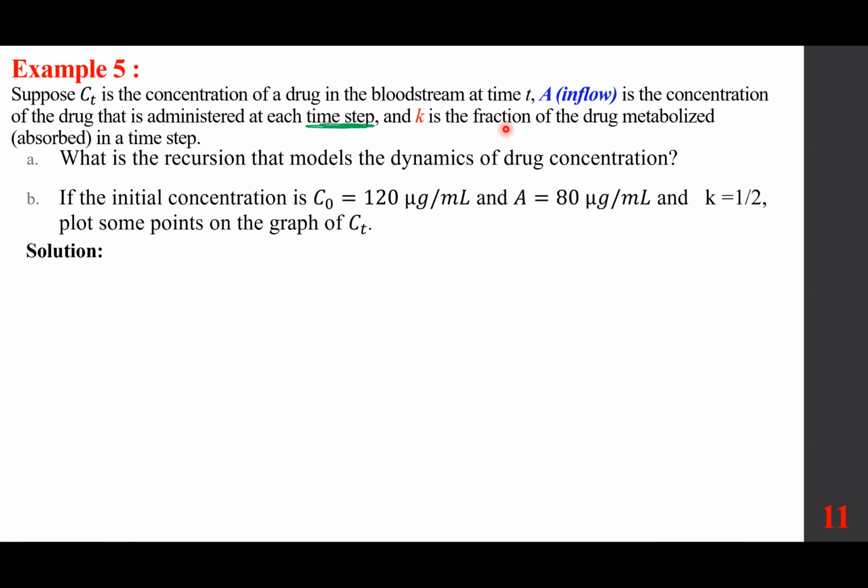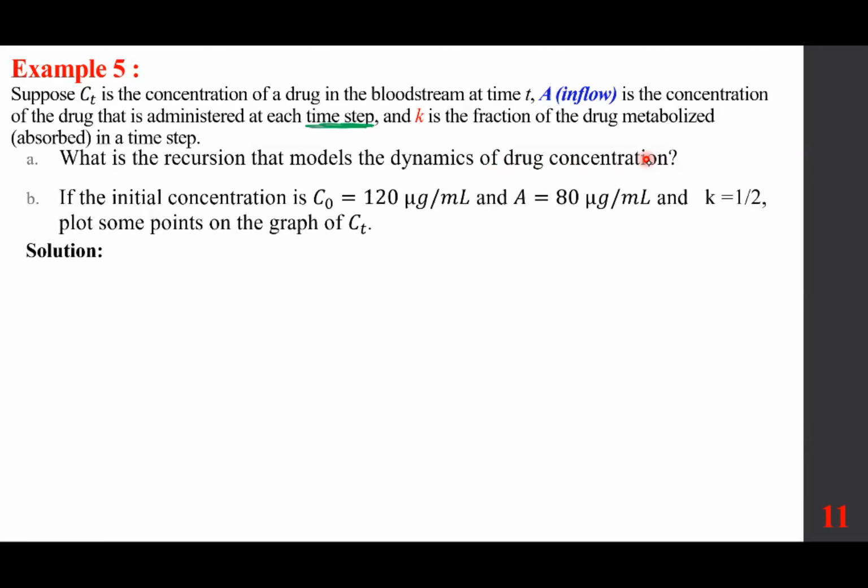And K is the fraction, portion, percentage of the drug metabolized or absorbed in a time step. The part that is gone, the body takes it and uses it. So I want to stick with part A only for now. What is the recursion that models the dynamics of drug concentration?